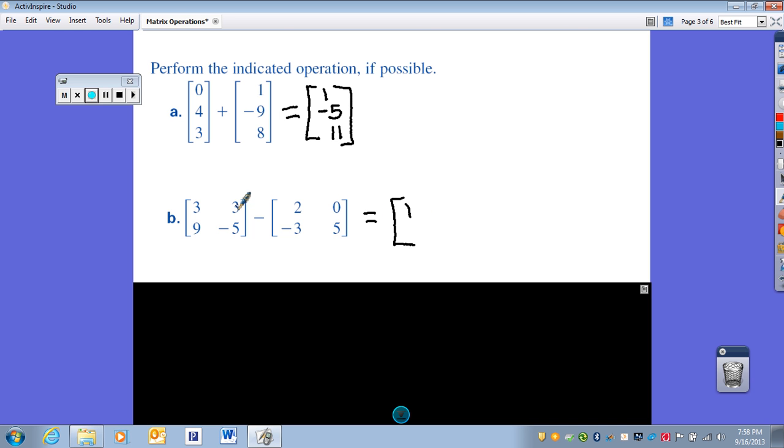In the upper right-hand corner, we have 3 minus 0, which is 3. In the lower left corner, 9 minus -3, meaning 9 plus 3, gives a result of 12. And then -5 minus 5 would be -10. And that is our new matrix.